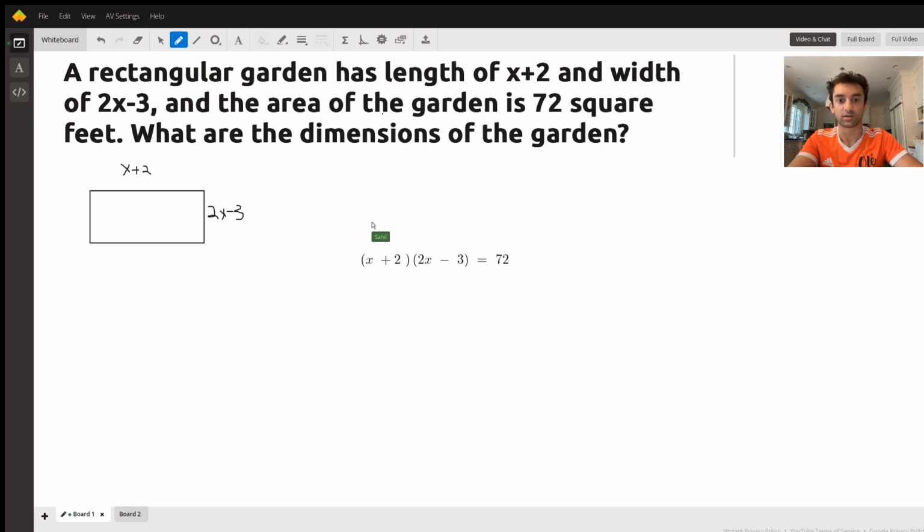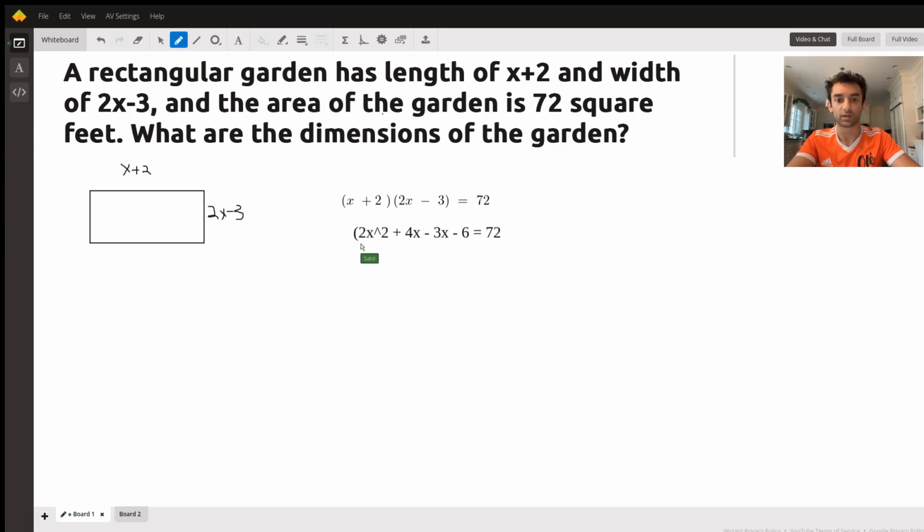So x plus 2 times 2x minus 3 equals 72. Right, so here is our equation. So let's start to multiply this out a bit. What we want to do is kind of see where our equation is taking us. So 2x times x is going to be 2x squared. And then we're going to have 2 times 2x is going to be plus 4x. And then x times negative 3 is going to be minus 3x. And then negative 3 times 2 is going to be minus 6. That's going to equal 72.